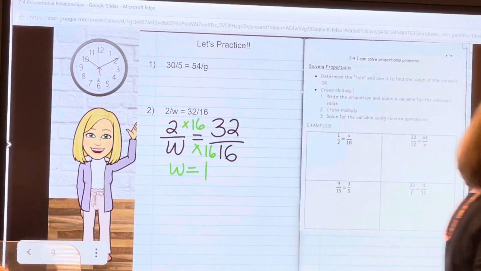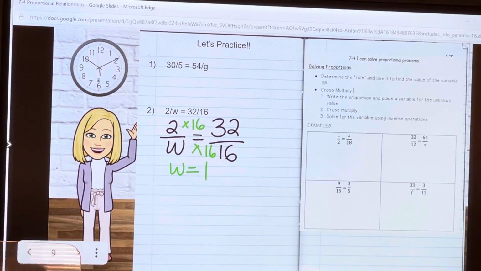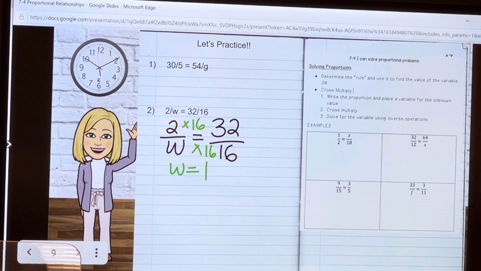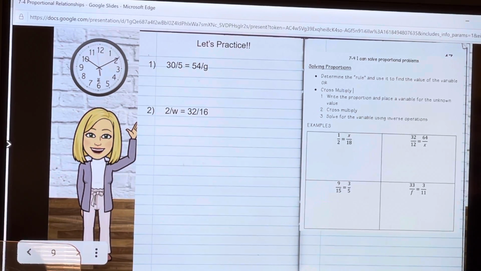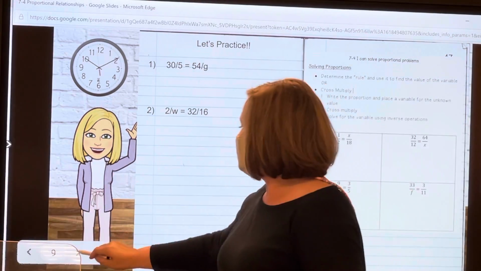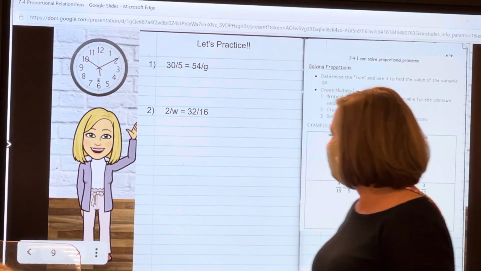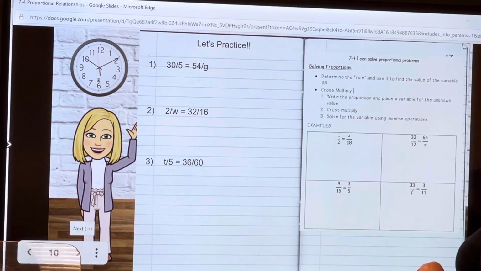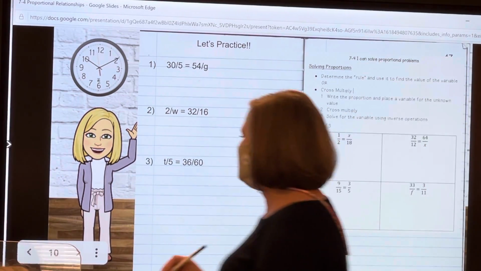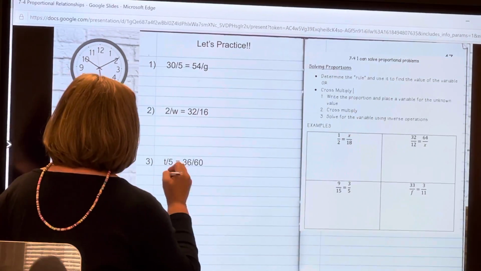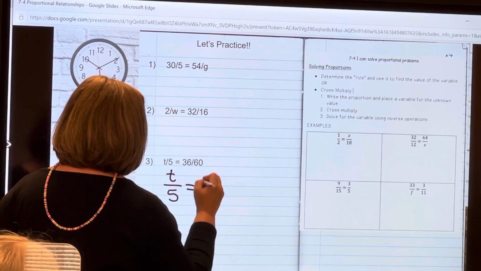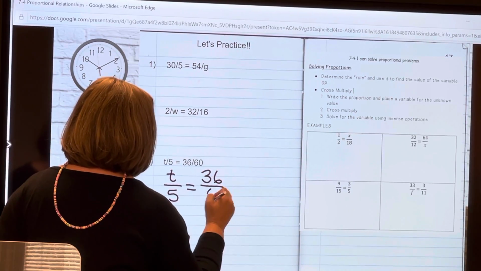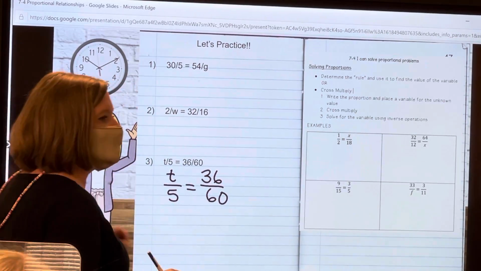Some of y'all are trying to make that one way hard, okay? If you can figure out the rule, don't cross multiply. Only cross multiply if you can't figure out the rule. Let's look at the third one. T is to 5 as 36 is to 60. I want you to figure out what T is.